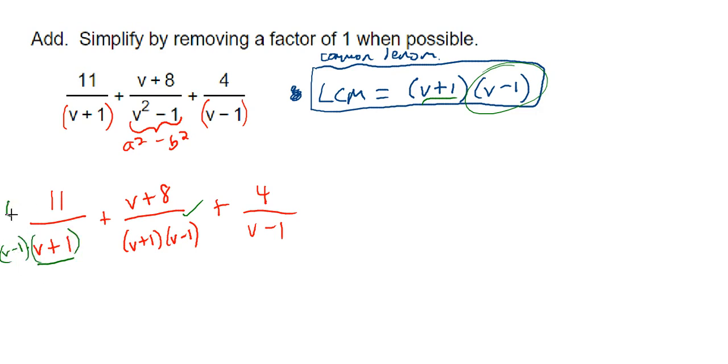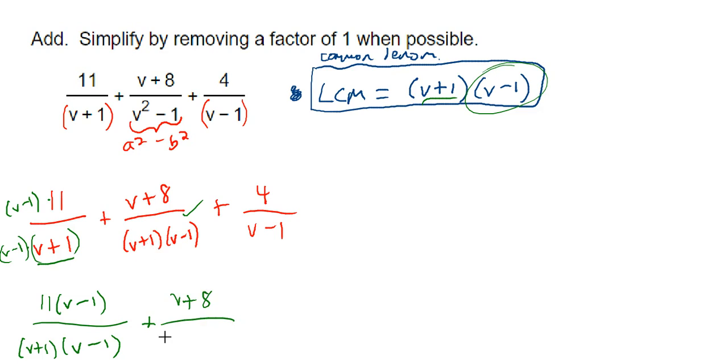If I do that to the bottom, I've got to do the same thing to the top. So what I'll get is 11 times v minus 1 on top. And on the bottom, again for consistency's sake, I'll go in the same order. We'll have v plus 1, v minus 1. I just take those same two factors, but I'll put them in this order instead. We're going to distribute the 11 eventually, but it's nice to have the 11 in front of the parentheses. Here, I don't have to make any changes because we already have the common denominator for this one, so that'll just stay the same.